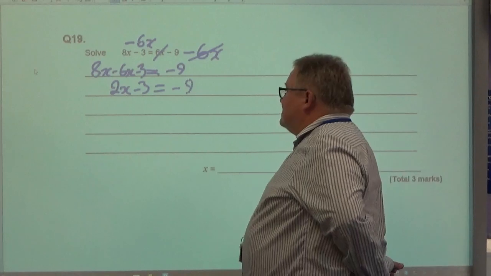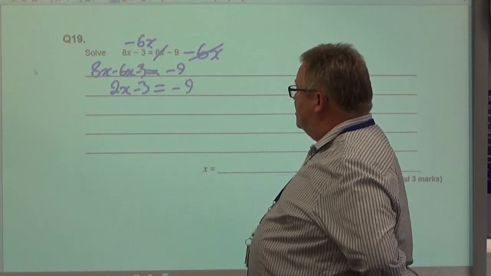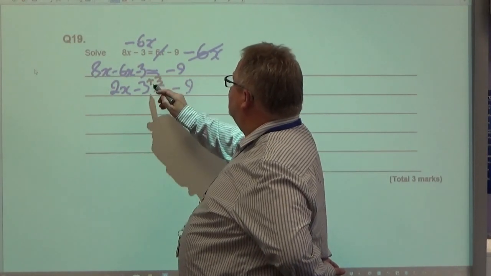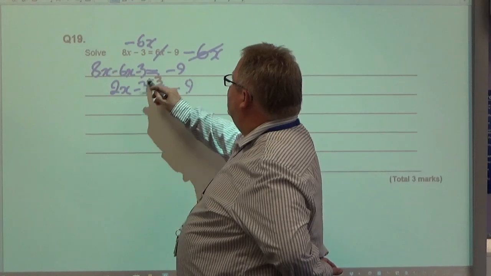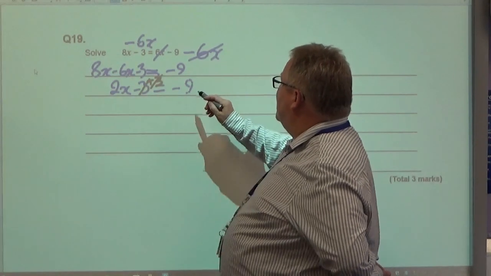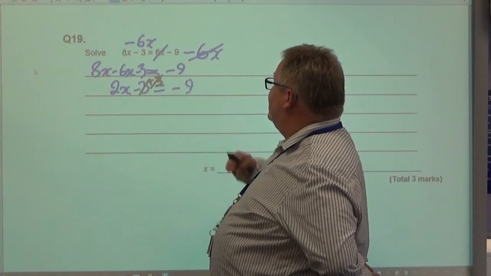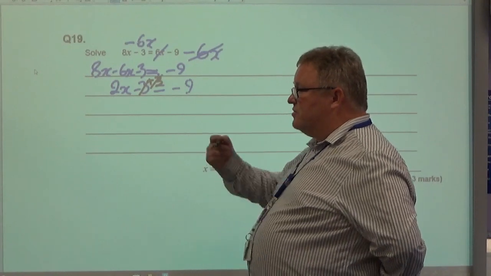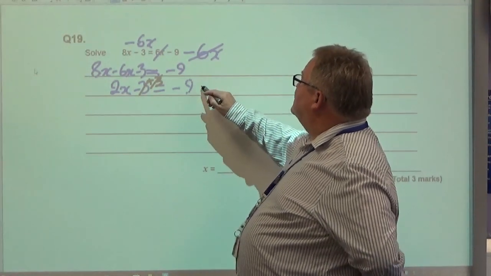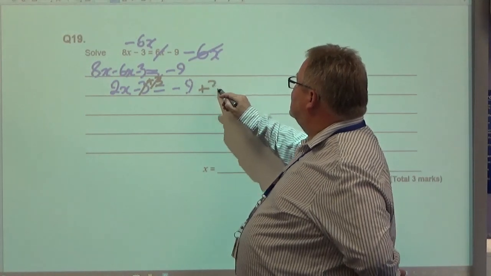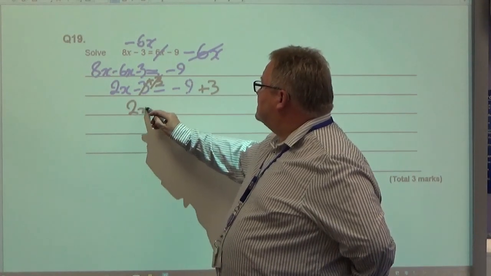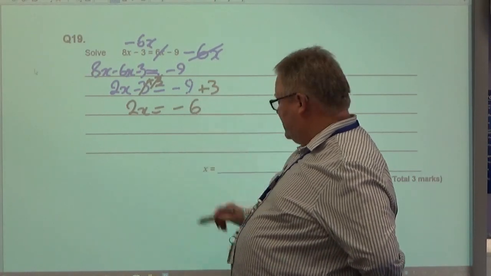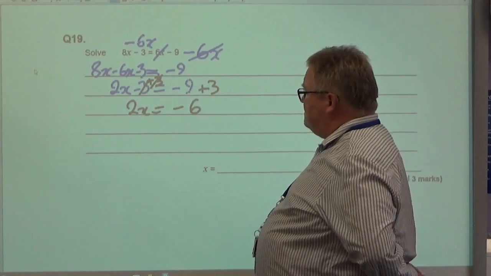So now we're going to look at it and think, well, how do we get rid of the minus 3? So the opposite of taking away is plus. So we're going to add 3 to that side. So negative 3 add 3, that gives us 0. So negative 9, of course, yeah. So negative 9 add 3. Remember which way this is going to go. It's going to make the number bigger. So adding 3 there to that side. So then we've got 2x equals negative 9 add 3. So that's going to give us negative 6. So be careful of that.